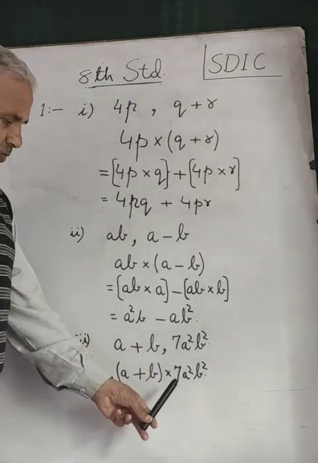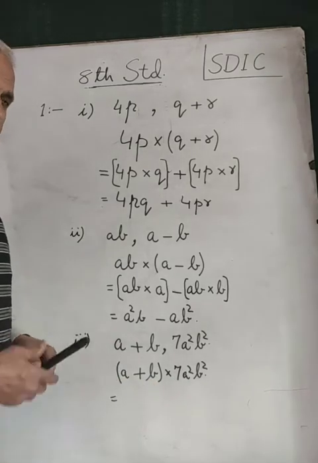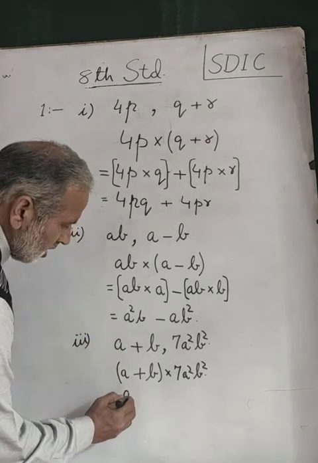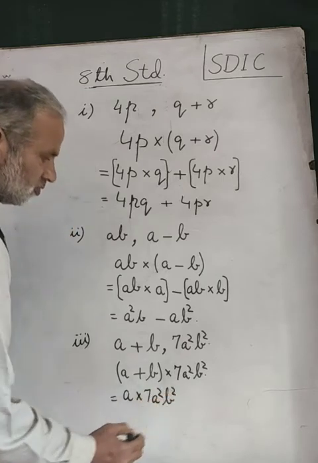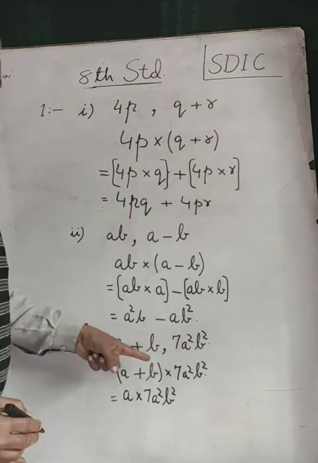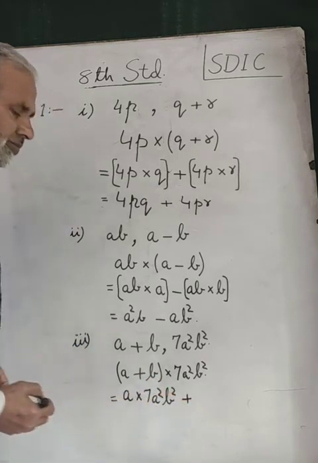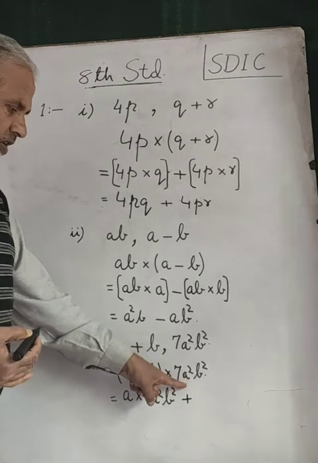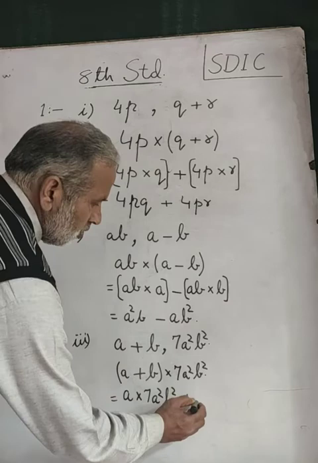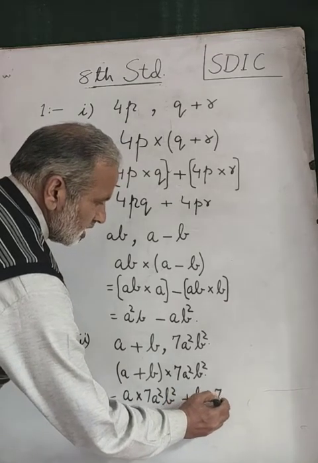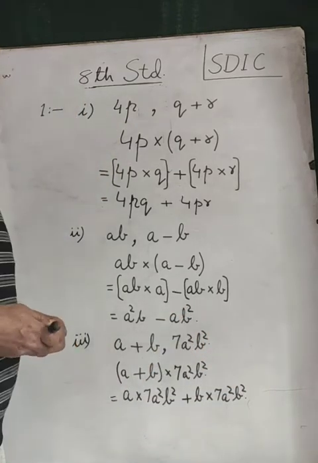So what will happen? By this 7a square b square, we'll first multiply the first term of the binomial, that is a. So it will be a multiplied by 7a square b square. We multiplied from the right side. Distributive law we are using. Then there is a plus sign. Then the same monomial will now multiply the second term of the bracket, that is b. So it will be b multiplied by 7a square b square.